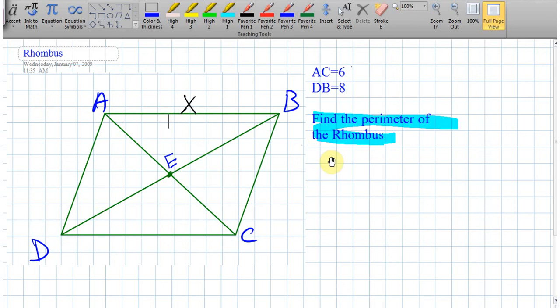Why just one? Because in a rhombus, all four sides are congruent. So we just have to find one of the sides. So what do we know so far? It looks like AC is 6.